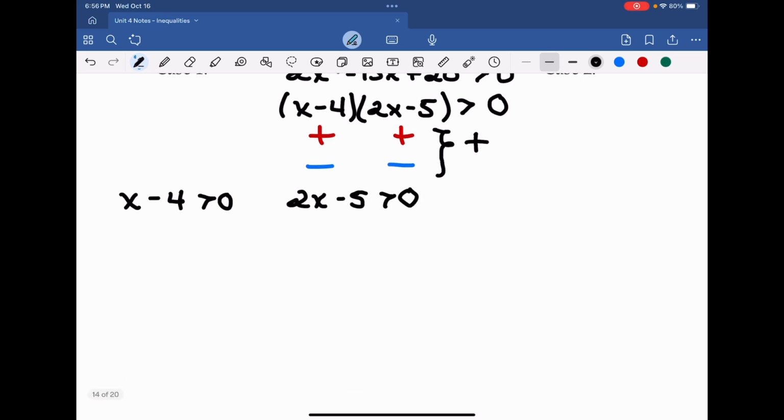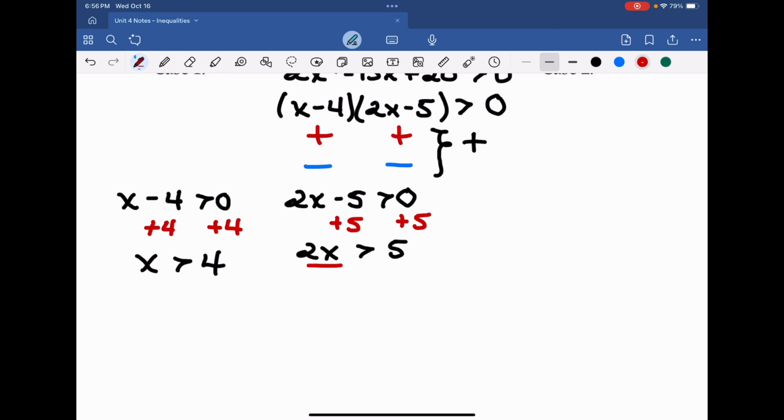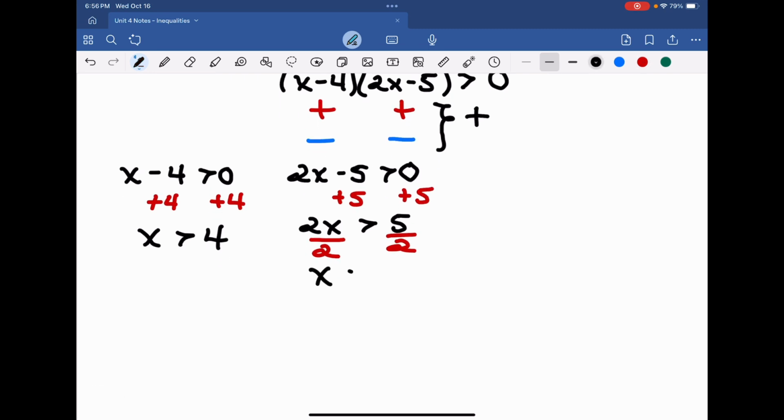If we were to isolate the x values here, we're going to add 4 to both sides. When we add 4 to both sides, we get x is greater than positive 4. For my second inequality, we're going to add 5 across. When we add 5 across, we end up getting that 2x is greater than 5. We divide both sides by the 2 that's attached to the x, and we get x is greater than 5 over 2.